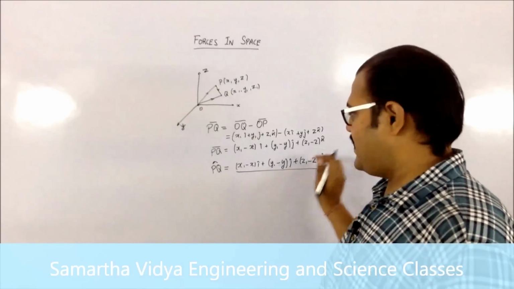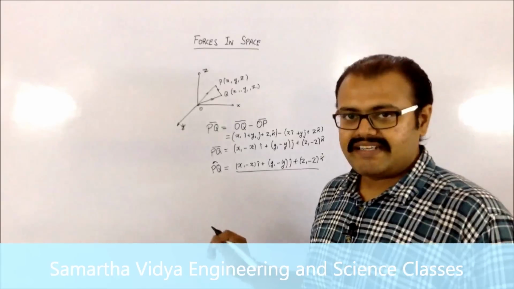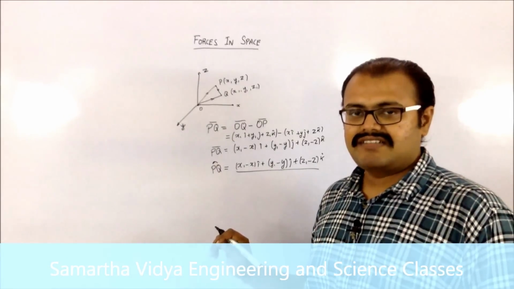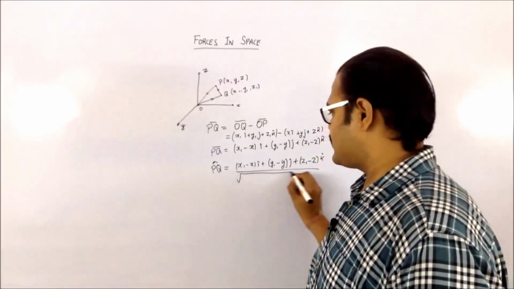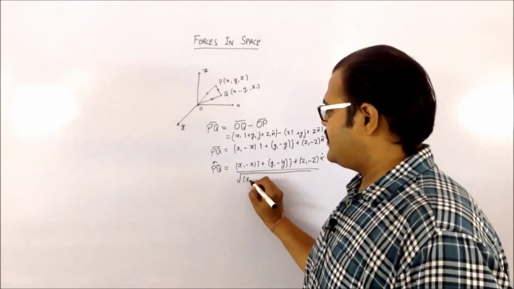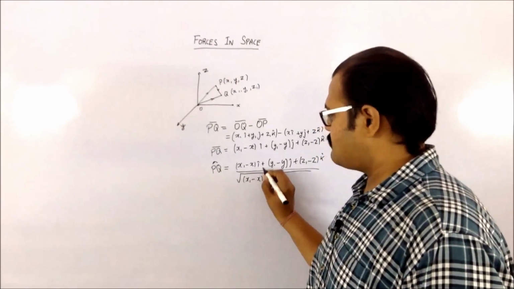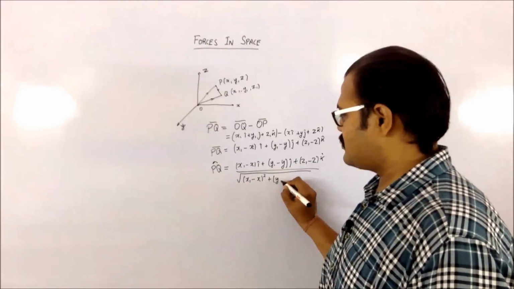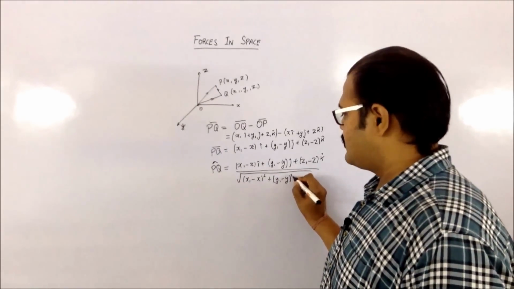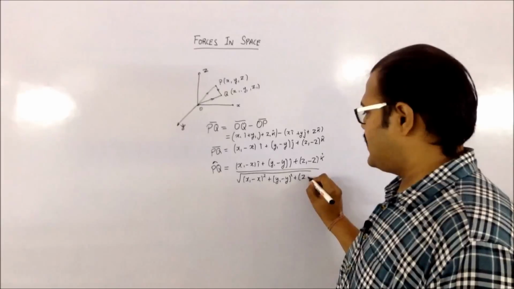that is PQ, divided by the magnitude of the vector. Now to recollect, the magnitude of a vector is given by nothing but the individual terms of my i square plus the term with my j square and the term for my k square.